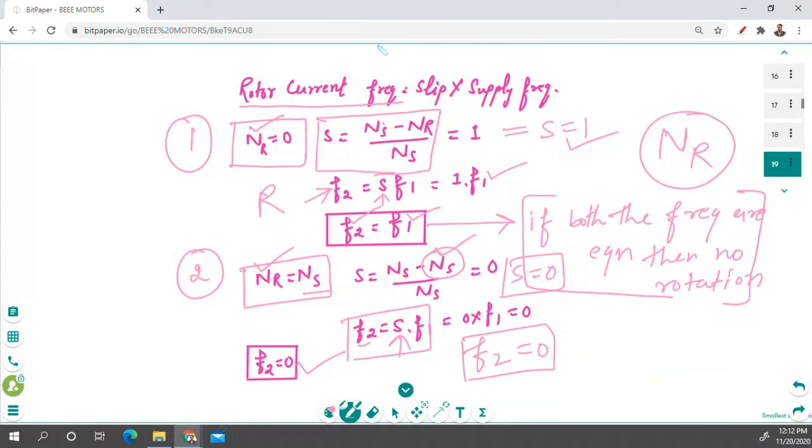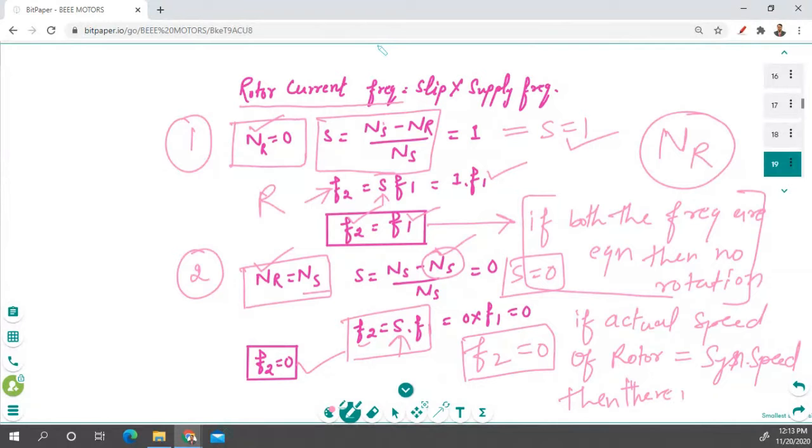So we can say that if the actual speed of the rotor is equal to synchronous speed, then there is no frequency. Okay, so have you understood this?